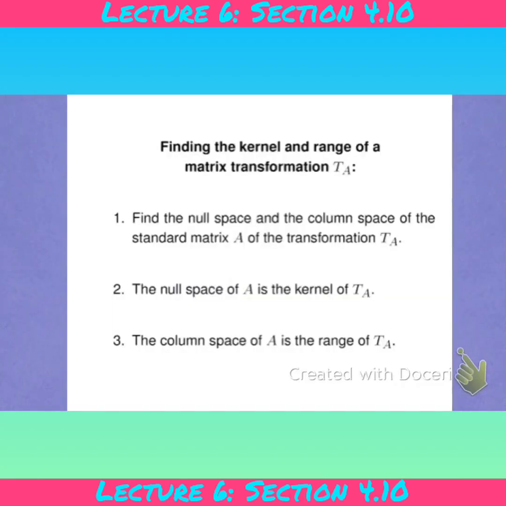Okay, so this is a formal way of finding the kernel and the range of a matrix transformation. We find the null space and the column space of the standard matrix A of the transformation T subscript A. The null space of the matrix A will be the kernel of the function T subscript A, and the column space of A is going to be the range of T subscript A.